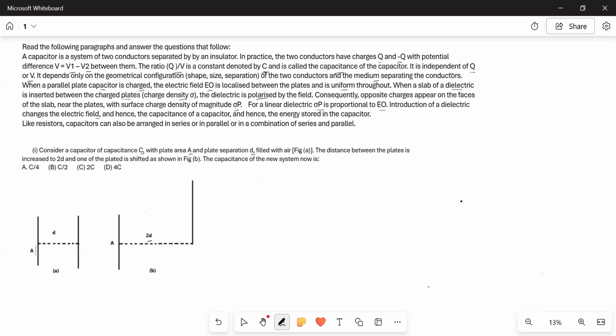Due to the insertion of the dielectric slab, the electric field changes, the capacitance changes, and also the energy changes. Like resistors, the capacitors can also be arranged in series and parallel.